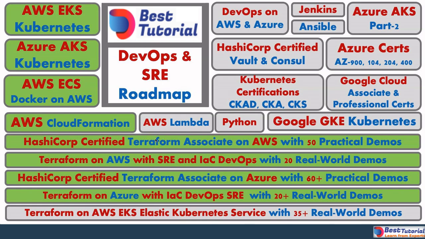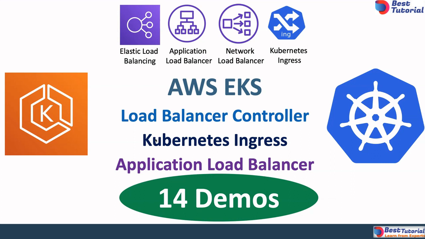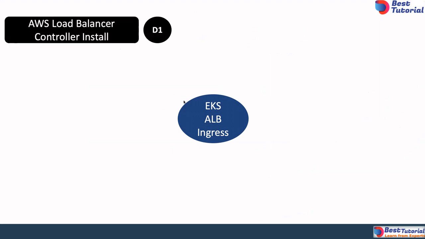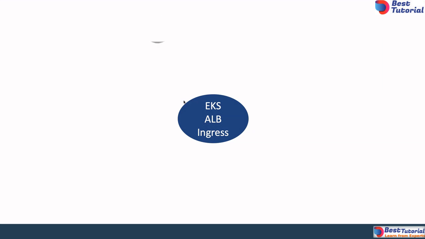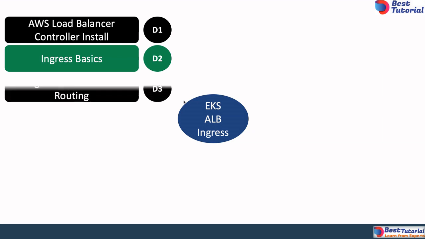Welcome back. As part of AWS EKS Load Balancer Controller, Kubernetes Ingress, Application Load Balancer, and also external DNS, considering all these four things, we are going to implement 14 demos. As part of demo 1, we are going to install the AWS Load Balancer Controller. And after that, we will learn the Ingress basics as part of demo 2.